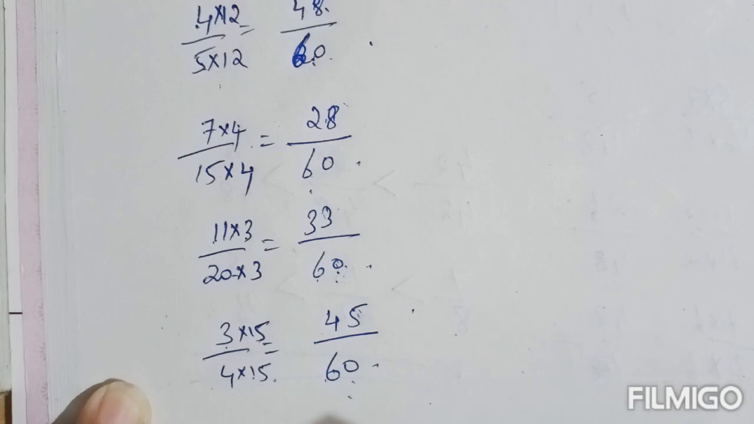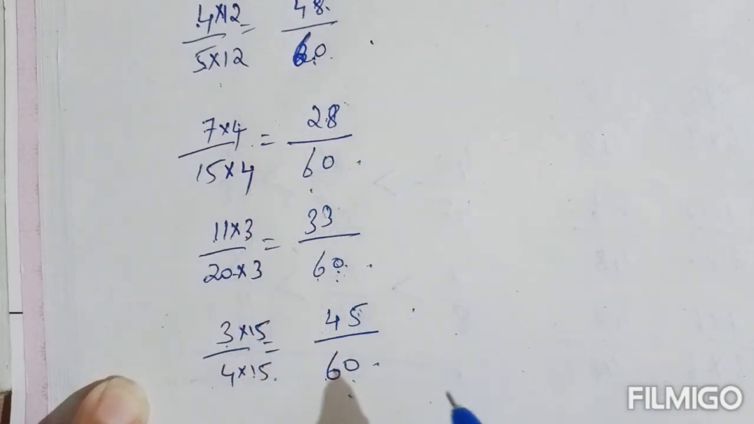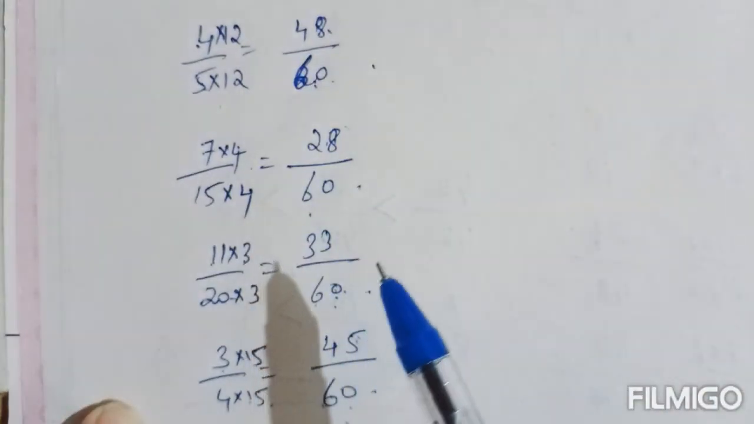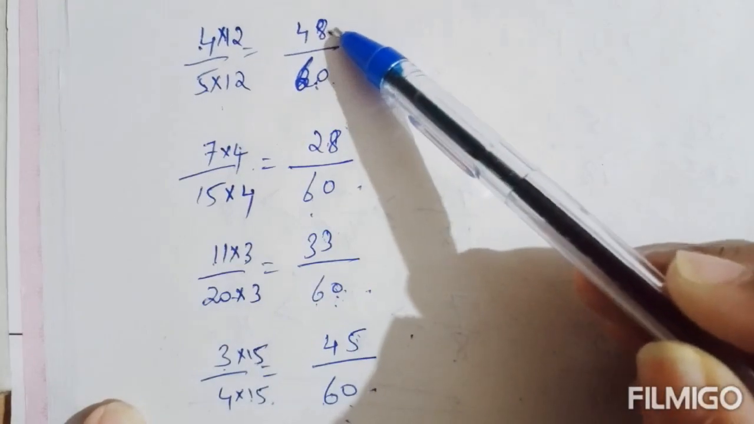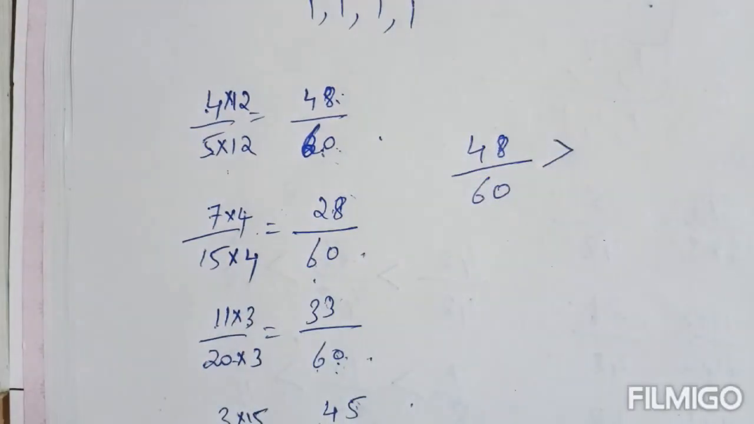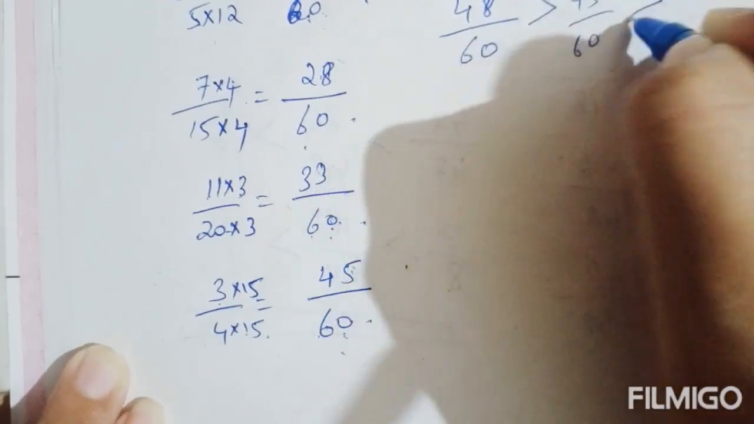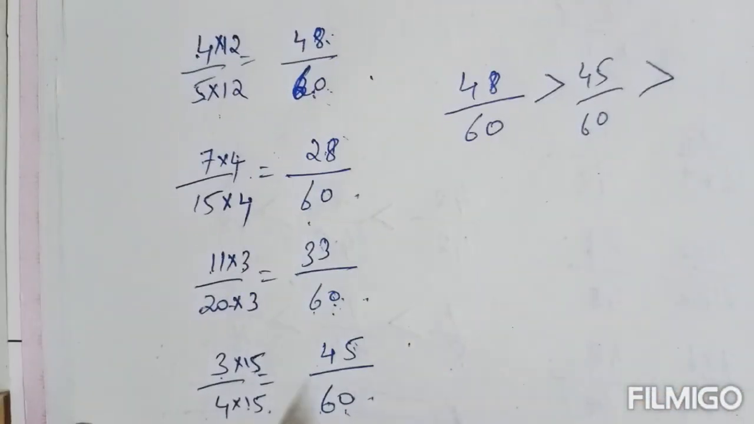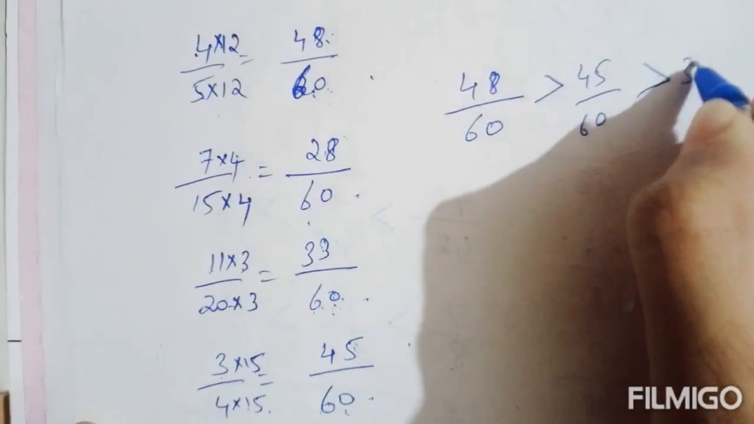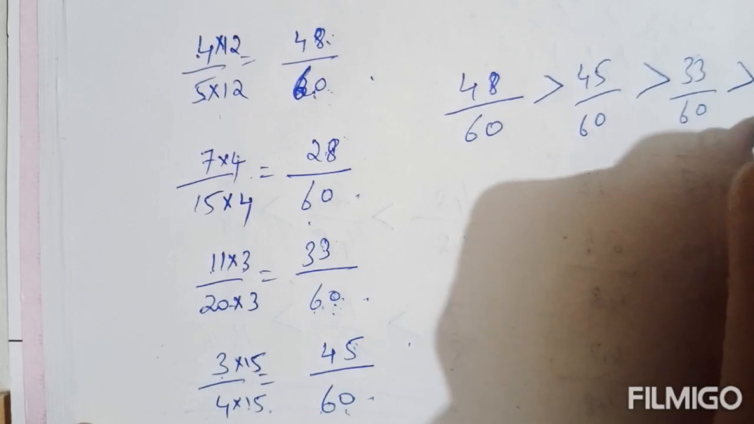Now you can arrange in their descending order. Greater numerator you can write first. The fraction having greater numerator. Here you can see it is 48. 48 by 60, this fraction has the greater numerator. 48 by 60 greater than, next it is 45 by 60 greater than, then it is 33 by 60 greater than, and last it is 28 by 60.